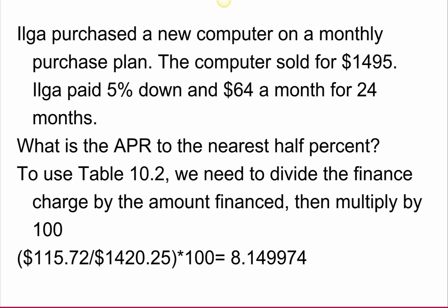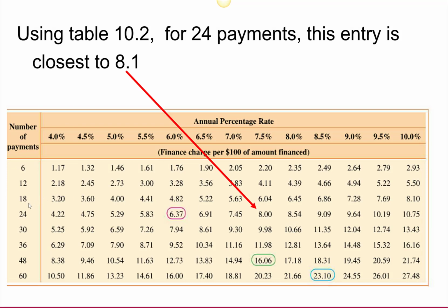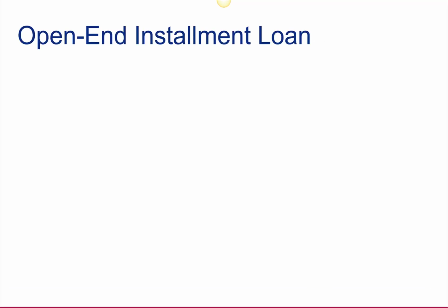So if I take $115.72 divided by the amount financed, multiply by 100, I get about 8.15. And remember, she was financing for 24 payments, so we look across that row and we go to the number that's closest to the number that we found, which is right here, so her APR is 7.5%.